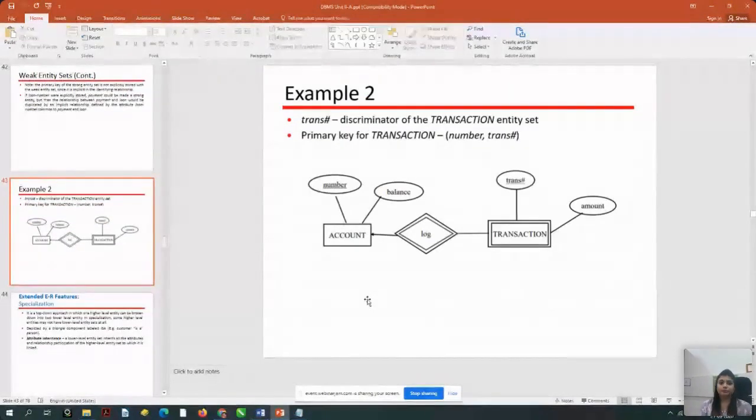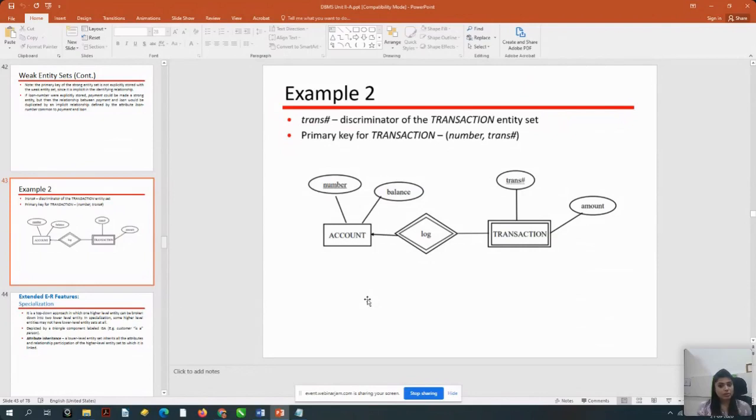See one more example. We have two tables, account and transaction. Okay. Account has the attributes number and balance. When any customer makes a transaction and you need to find out which transaction was of how much amount from a particular account number, you need to link these two tables, account and transaction. But in transaction, you have only transaction number and the amount. So now how to link these two tables? That means the transaction does not have the primary key.